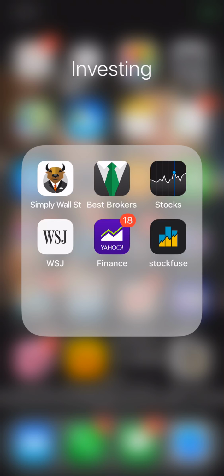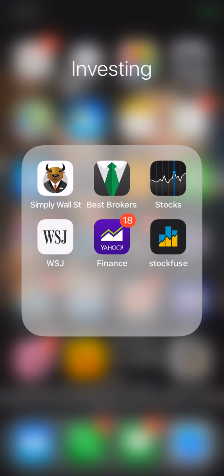Okay, so let's fake buy some stocks. We're going to use a stock simulator. I played with a few of them, and I actually think this one is the best one. It's called StockFuse. It's free for the basic version, as far as I know. I don't know that we need the $1.99 upgrade, but who knows.